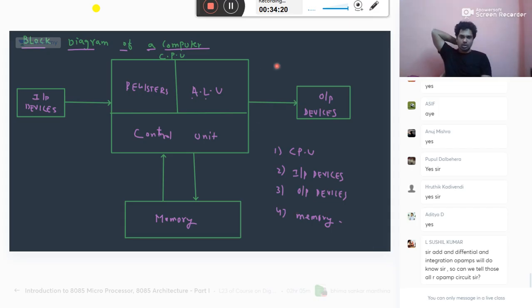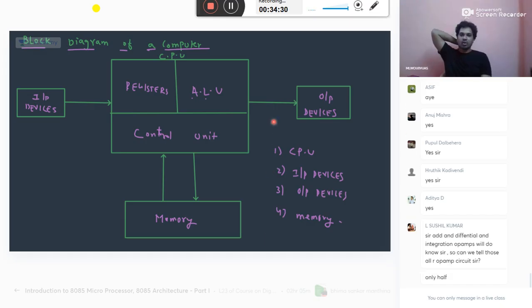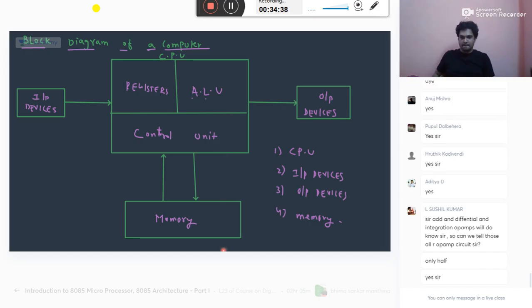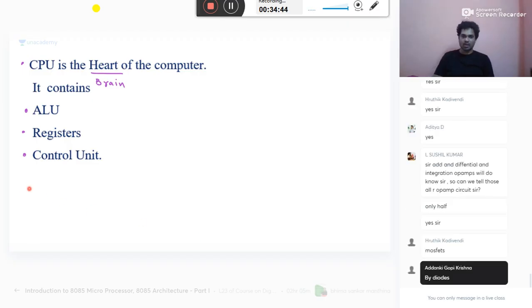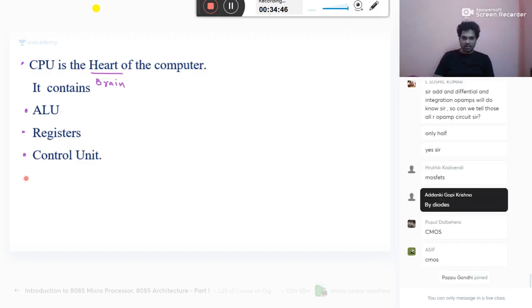Sushil, did you attend yesterday's class? How do you make an AND gate? I told that. That is our AND gate. It is not your op amp part. Okay.